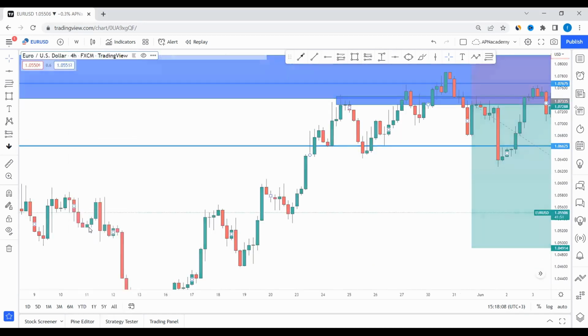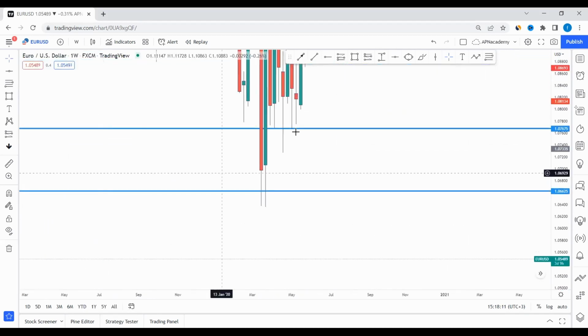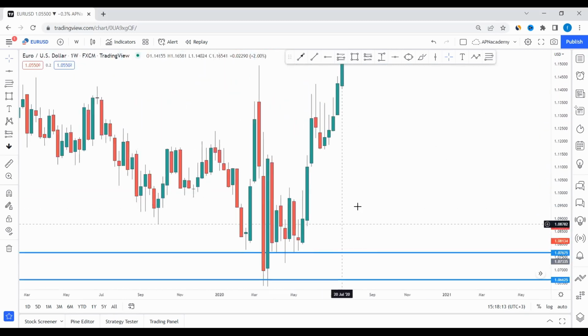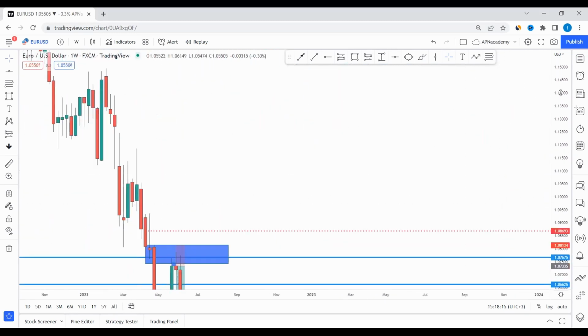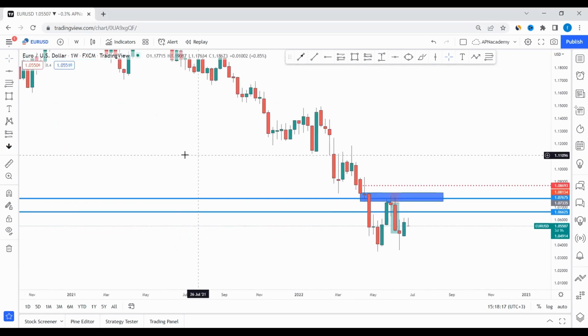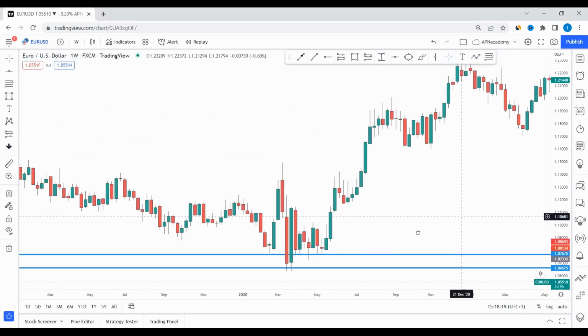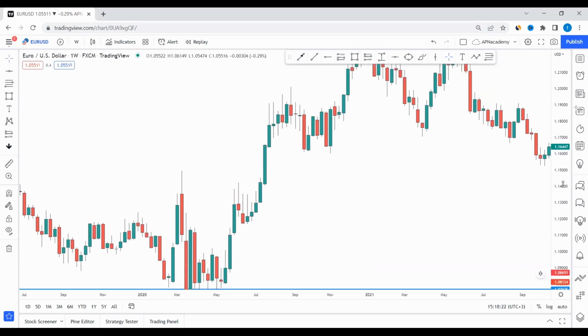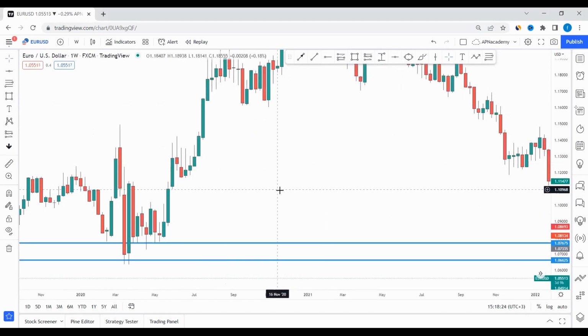Let's go back to weekly. You can use daily for your analysis time frame. Personally, I like doing my analysis in weekly. So if you're a daily trader, you can use daily. If your analysis time frame is H4, you can use it in H4. It's okay. But make sure you do it in your analysis time frame.